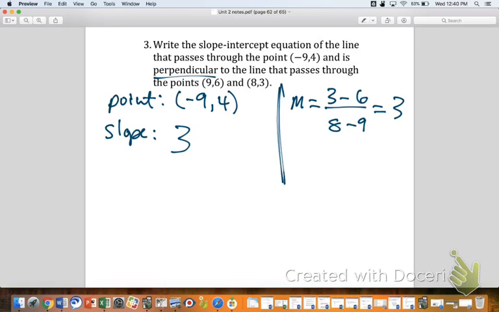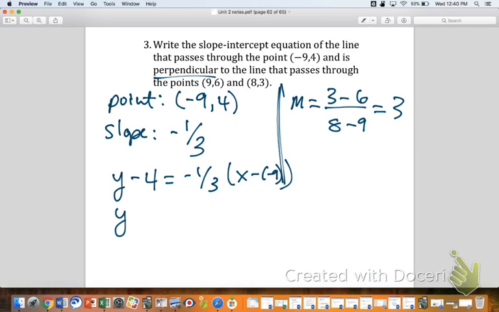I got to do the opposite and reciprocal of that. So instead of 3, I'm going to write negative, right? Because we changed the sign. So negative 1/3. And now I'm back to the same place I've been. At this point, it should feel like you've been there over and over, right? So we'd write y minus 4 equals negative 1/3 times x minus negative 9.